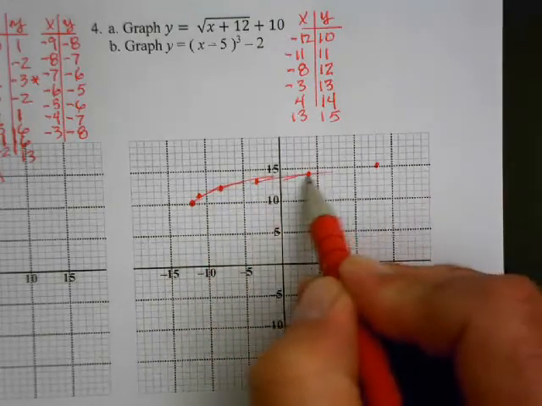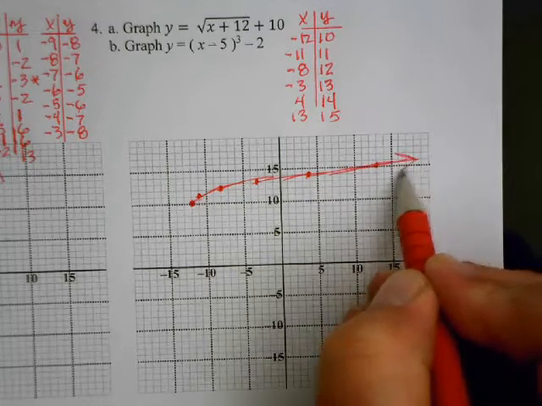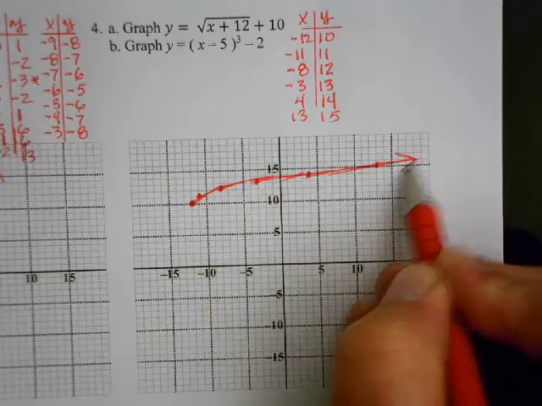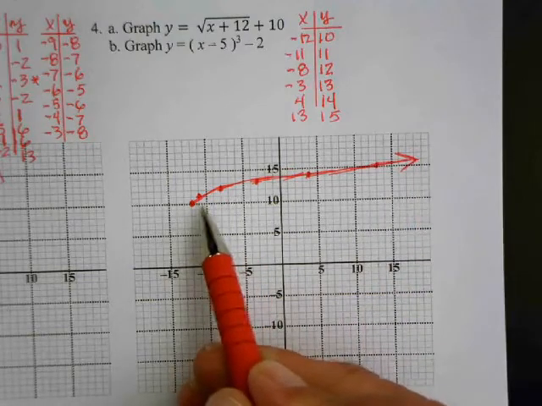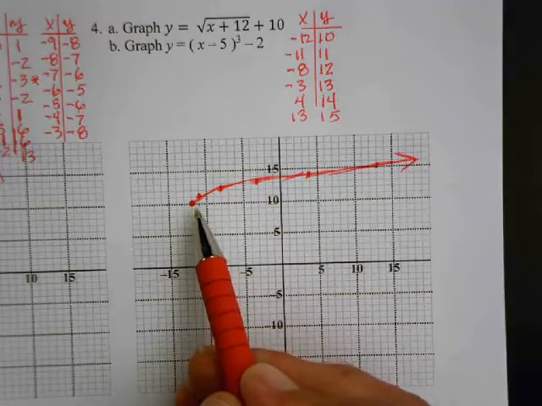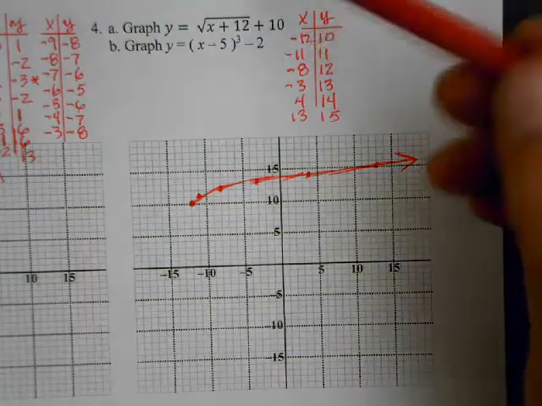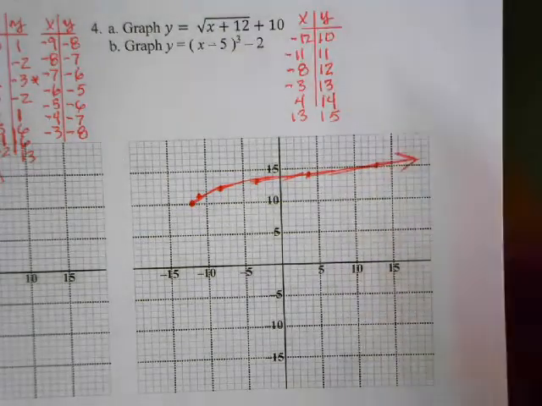Note, I didn't go to the left of this first point because if I had done any number bigger than negative 12, I would have had a square root of a negative number, which we cannot graph in a real number sense.